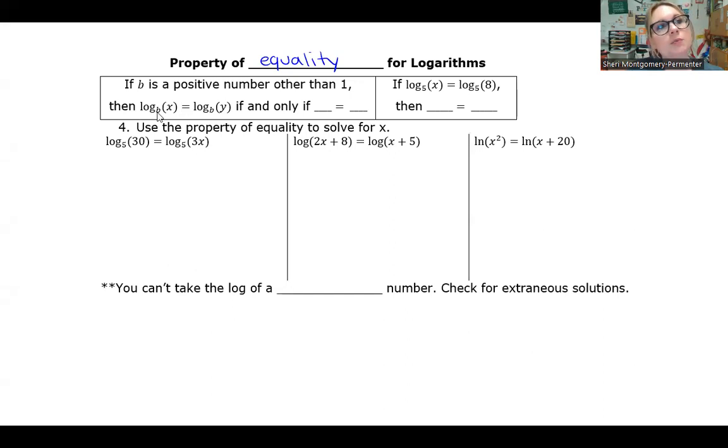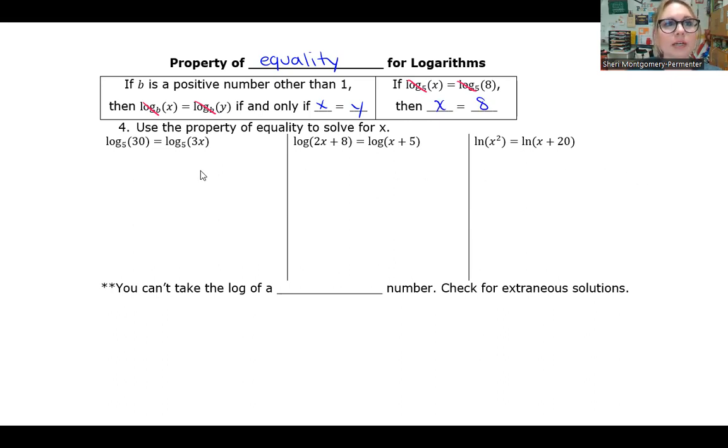If you have logs with the same base, same idea. If you have logs with the same base, you can mark out the logs and set the stuff equal to each other. So for this problem, if I have log base 5 of x is equal to log base 5 of 8, then what equals what? X equals 8. Very good. If the log base is equal on both sides, you set the stuff equal to the stuff. So x is equal to 8.